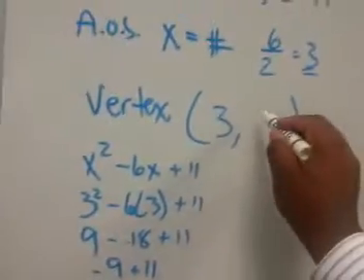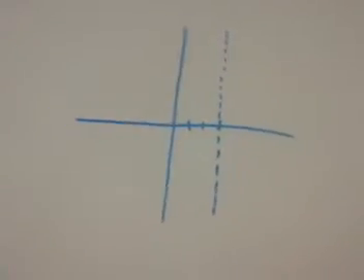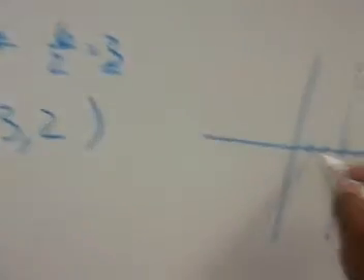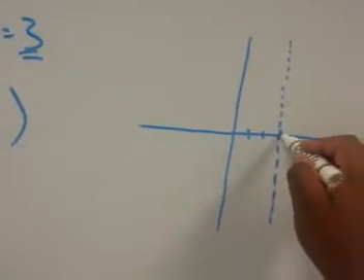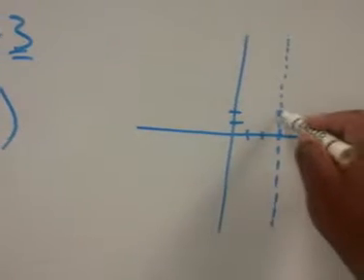Plug that back in here. That's our vertex. So along this axis of symmetry line, we're trying to find the point (3, 2). So 1, 2, 3, 1, 2. That's our vertex.